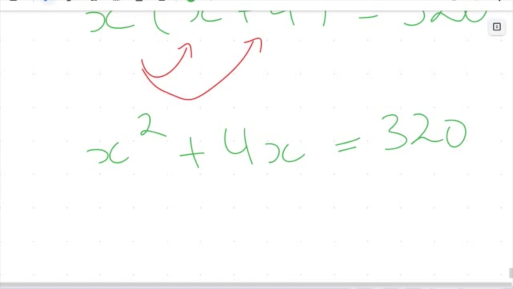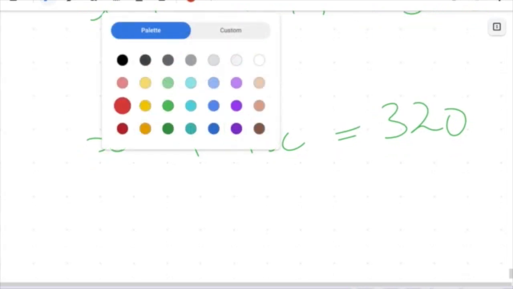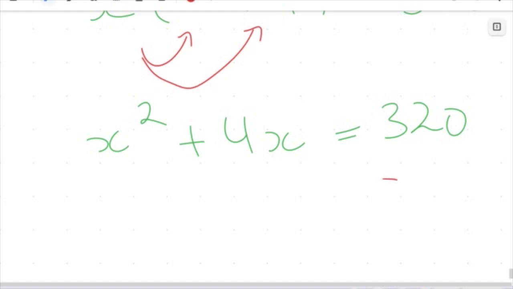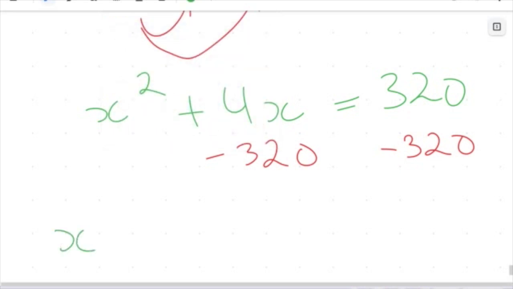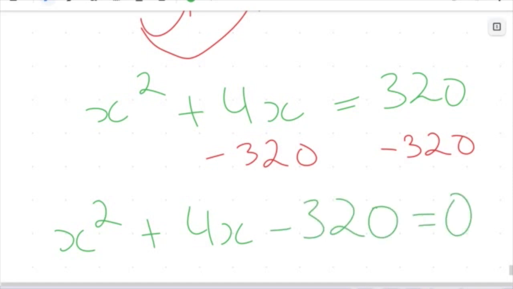And this isn't in standard form yet. For this to be in standard form, I need everything on the left-hand side equaling 0 on the right-hand side. I'm going to get there by subtracting 320 from that to get me to 0. And I'm going to do that to both sides of the equation. So I'm left with x squared plus 4x minus 320 equals 0 here. This is my quadratic equation.